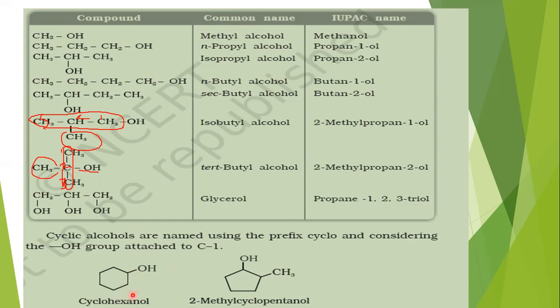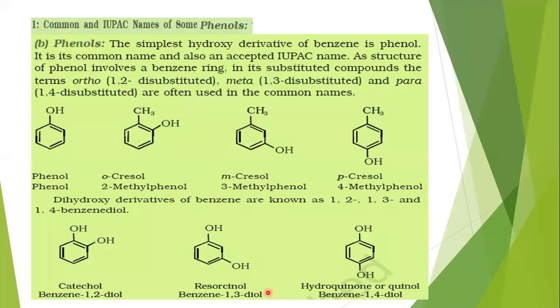So here it is cyclohexanol. Now see this example. This is cyclopentane. OH is present at this carbon, which should be considered as first, and the next carbon is second carbon. So 2-methyl cyclopentanol.